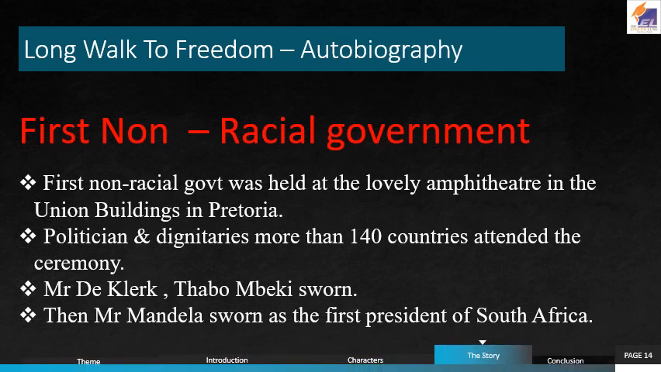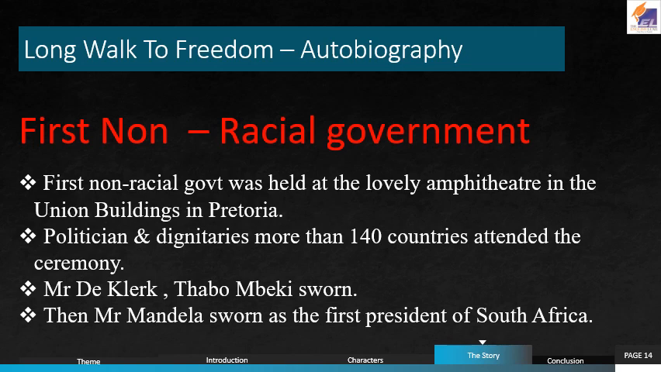This lesson pays tribute to those black heroes and patriots who waged a relentless struggle against the apartheid of South Africa. The first non-racial government was held at the lovely amphitheatre in the Union Building in Pretoria. It was the South African soil. Politicians and dignitaries from more than 140 countries attended the ceremony.